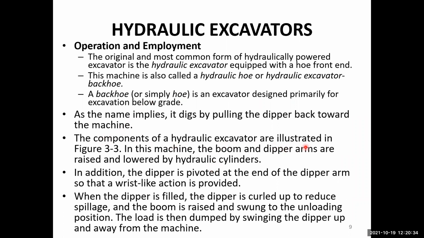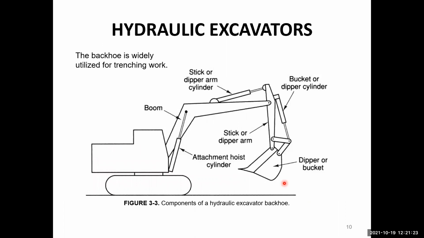The components of the hydraulic excavator are illustrated in figure 3-3. In this machine, the boom and dipper arms are raised and lowered by hydraulic cylinders. In addition, the dipper is pivoted at the end of the dipper arm so that a wrist-like action is provided. When the dipper is filled, it is curled up to reduce spillage, and the boom is raised and swung into the unloading position. The load is then dumped by swinging the dipper up and away from the machine. This is the operation of the backhoe. You may have seen this machine many times on construction sites. The backhoe is widely utilized for trenching work.